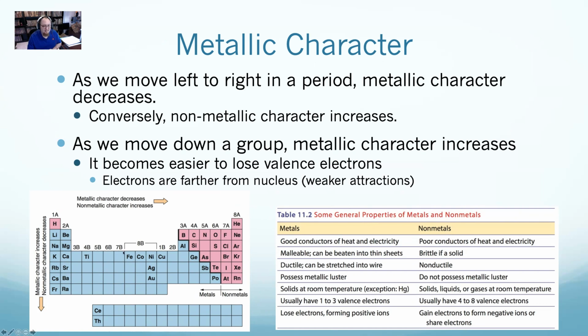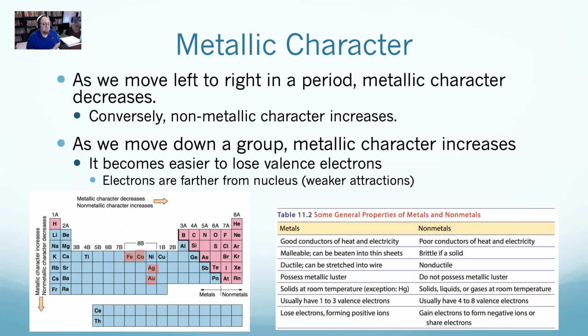I can say that iron is more metallic than cobalt. Gold is more metallic than silver. This has to do with the electrons being further away from the nucleus, and how far away in Coulomb force.